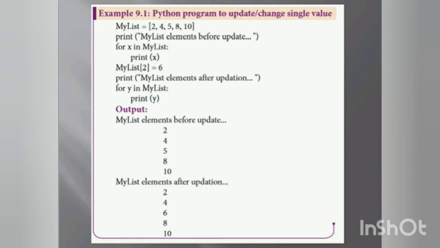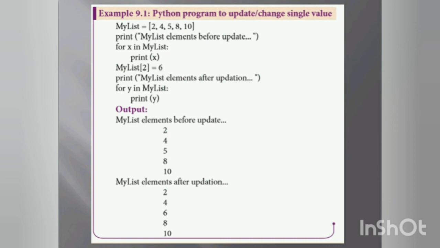So it will take each and every element in the list after updating, and then print of y. By using this print you are going to display each element in the list after updation. Now your output will be like this only. Look at the output. First print statement, what is that? My list elements before update.